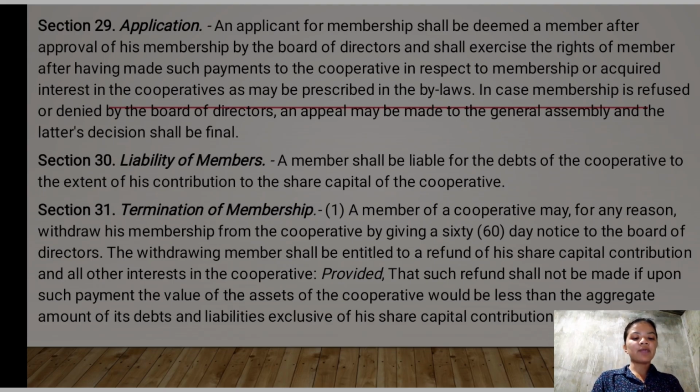First, a member can withdraw their membership for any reason by giving a 60-day notice to the board of directors. Second, upon withdrawal, the member is entitled to a refund of their share capital contribution and other interest in the cooperative. Third, however, the refund will not be made if it would cause the cooperative assets to fall below the total of its debts and liabilities, excluding the withdrawing member's share capital contribution.